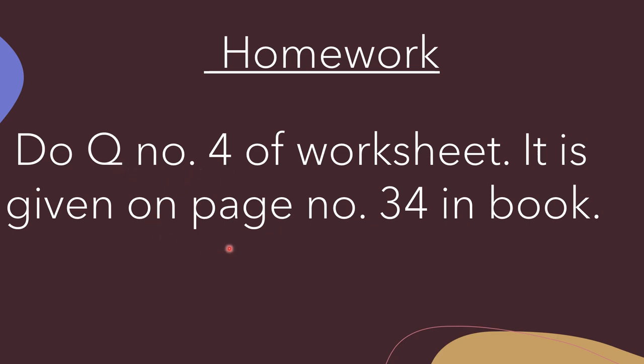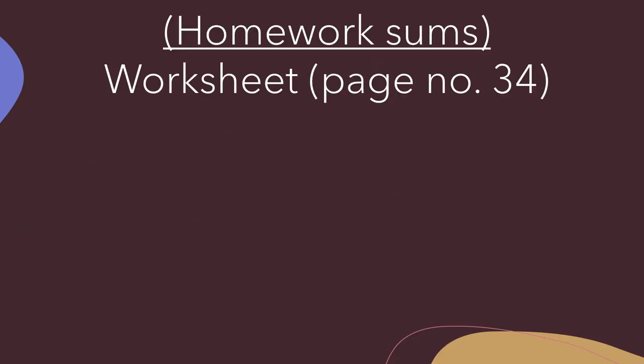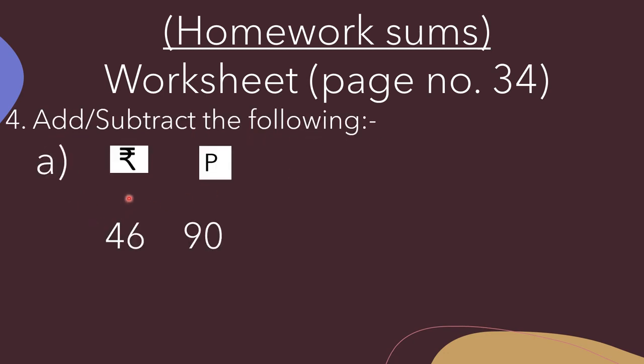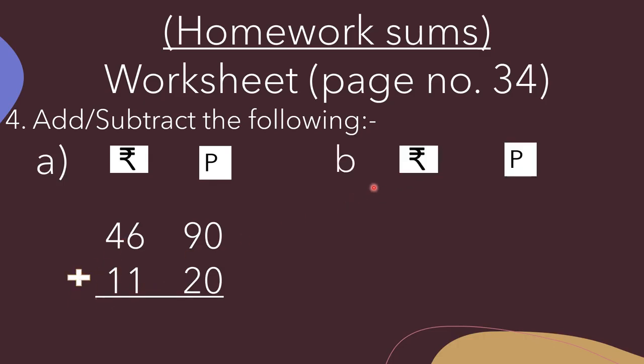So now I am going to show you the questions of your homework. Beta, homework sums are worksheet page number 34, question number 4: add or subtract the following. In A part, it is given 46 rupees 90 paise and 11 rupees 20 paise. You have to add these given amounts. In B part, it is given 57 rupees 60 paise and the second amount is 24 rupees 40 paise, and you have to subtract this.